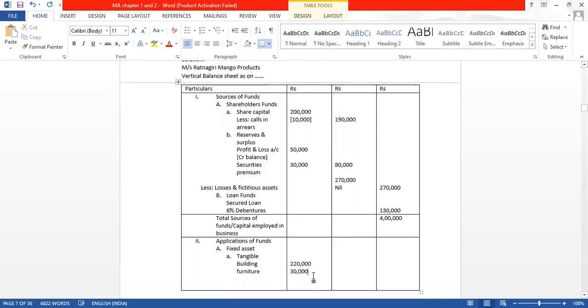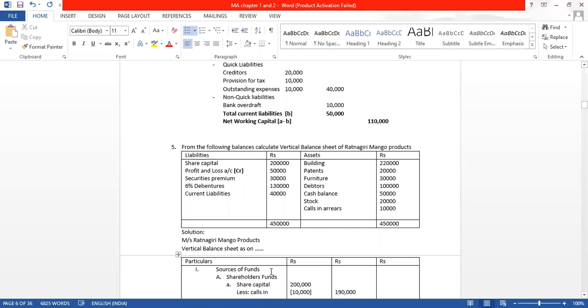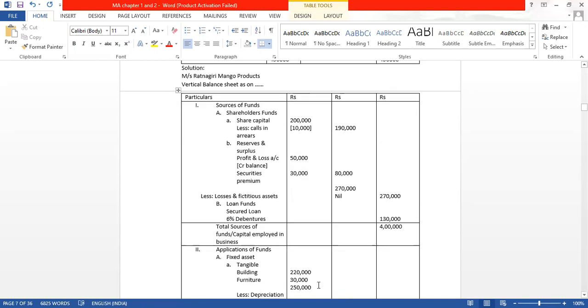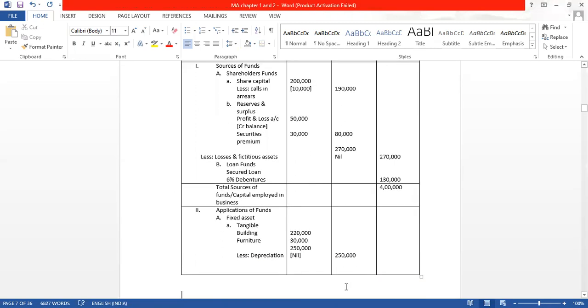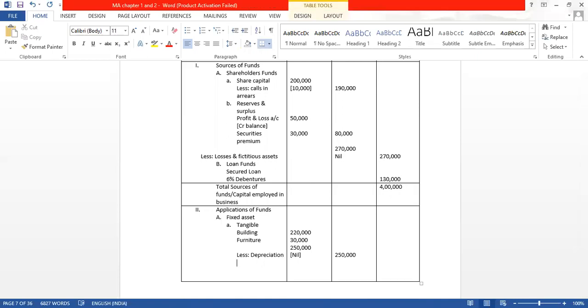The total is coming to 2 lakh 50,000, and generally fixed assets have depreciation, so less depreciation. Let us see whether depreciation is given in the question. Depreciation is not given, but if it had been given, we would minus it. Nil it is. So in the outer column the same amount will come, 2,50,000. Now B, intangible.